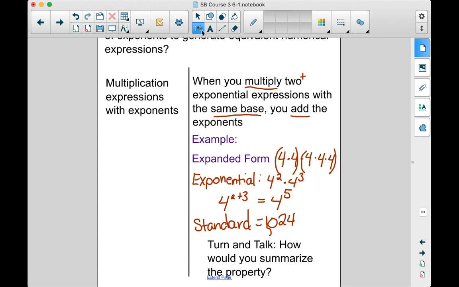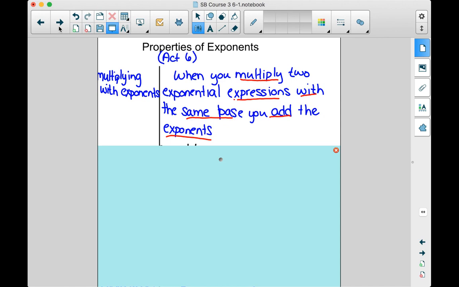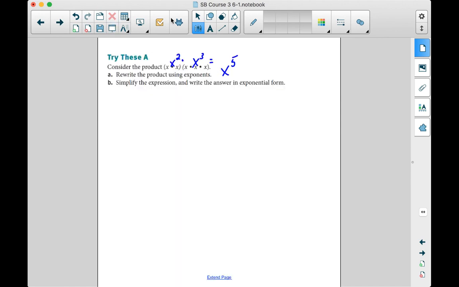So I want you to look ahead at the Try These A, and I want you to work through this with a partner, and then when you have worked through it with a partner, go ahead and check your answers with the video.